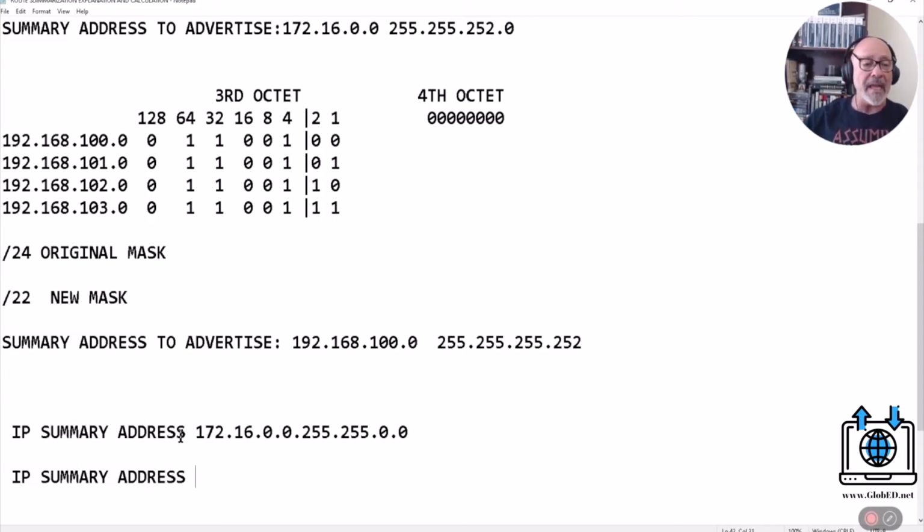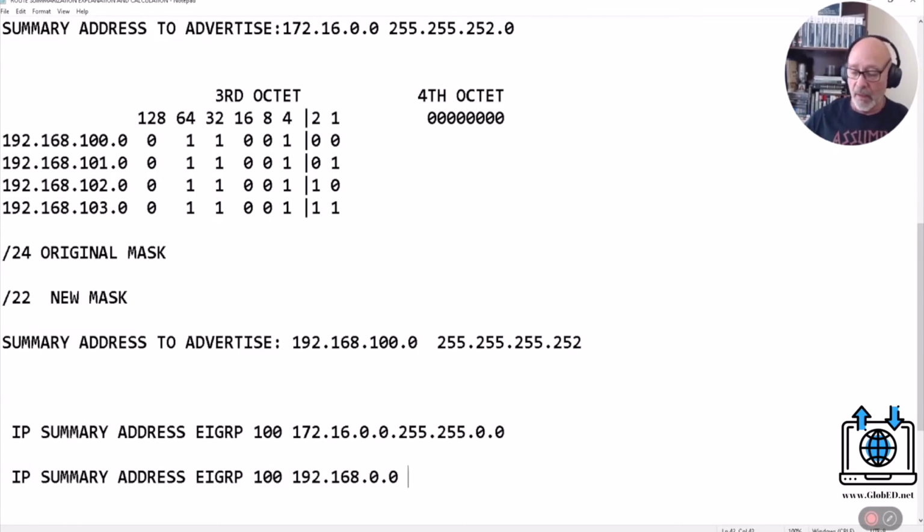Oh, and I forgot something. Let's say we're doing EIGRP. EIGRP 100. And then you put the actual summary address. EIGRP 100. This is how you would do it in EIGRP. 192.168.0.0, 255.255.0.0. Now okay, you can do that. It'll work. It won't error out. But now you're advertising all 65,534 or 36 networks that would exist in there.